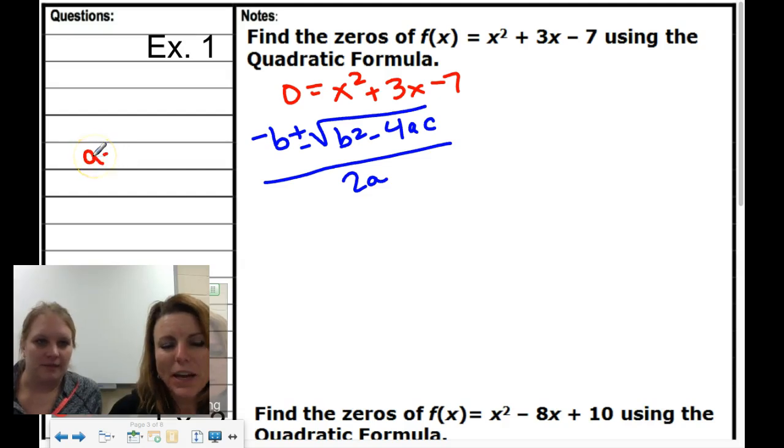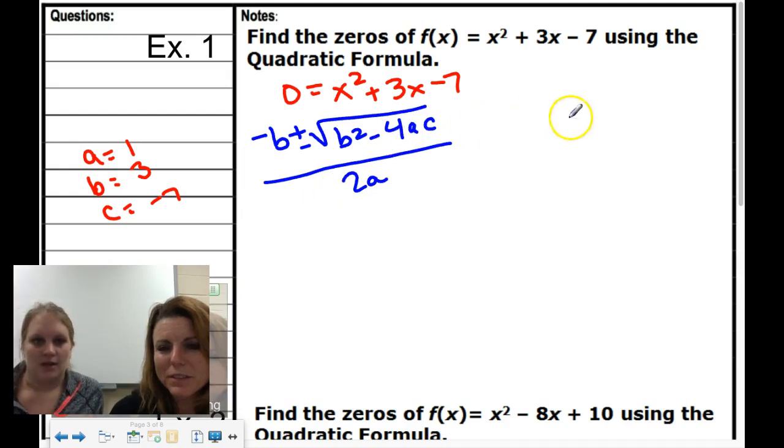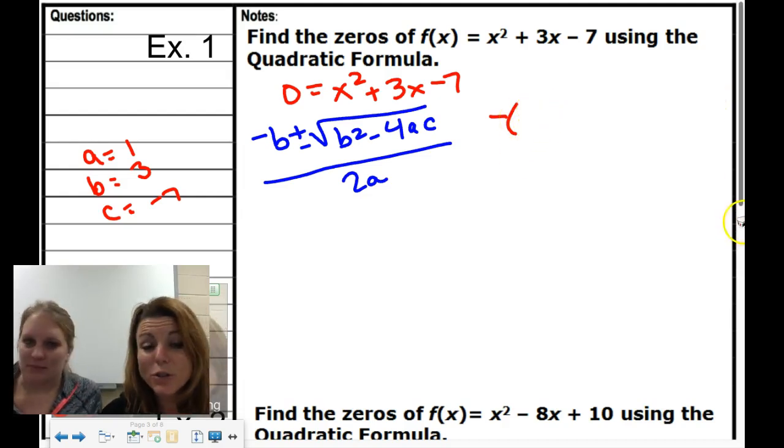A, B, and C. The number in front of the x squared is our a. There's no number, so it's 1. B is 3, and C is negative 7. Now we just take these numbers and plug them in. Start with the opposite of b. So that's a 3, not a negative 3, just a regular 3. Trying to trick you.